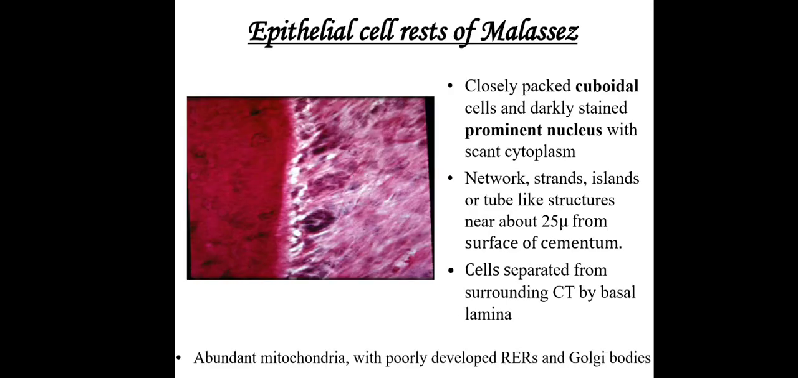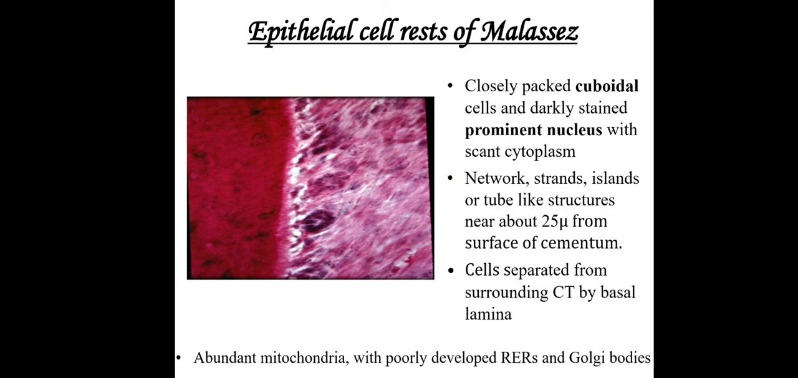Then another important group of cells present in the periodontal ligament are the epithelial rests of Malassez. Epithelial rests of Malassez are the remnants of Hertwig's epithelial root sheath. Hertwig's epithelial root sheath plays a very important role in the development of the root of teeth. So these epithelial rests of Malassez are remnants of Hertwig's epithelial root sheath which fail to disintegrate with time.